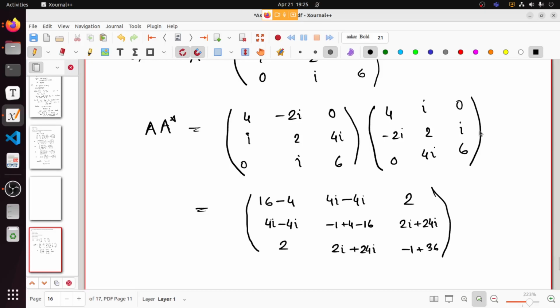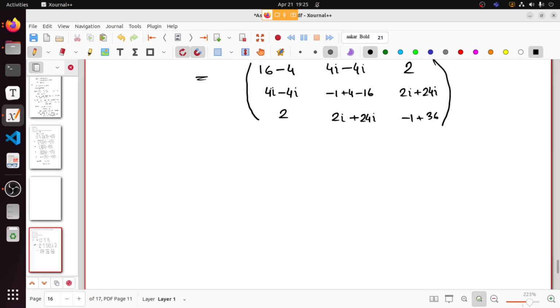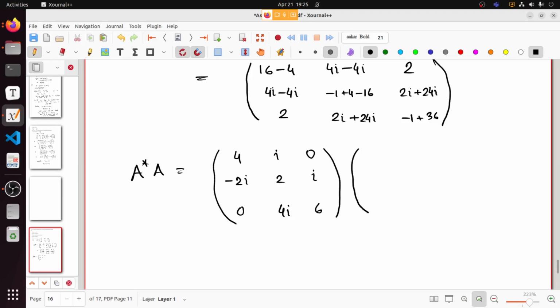So this is A A star, and what will be A star A? Just write it down. A star is 4i, 0, minus 2i, 2i, 0, 4i, 6. And A is 4, minus 2i, 0; i, 2, 4i; 0, i, 6.